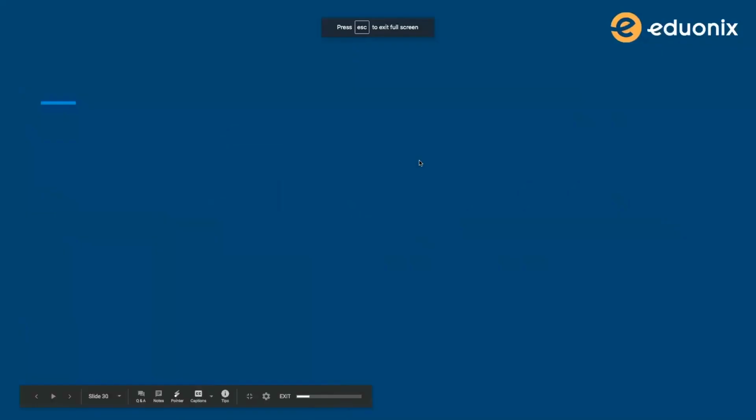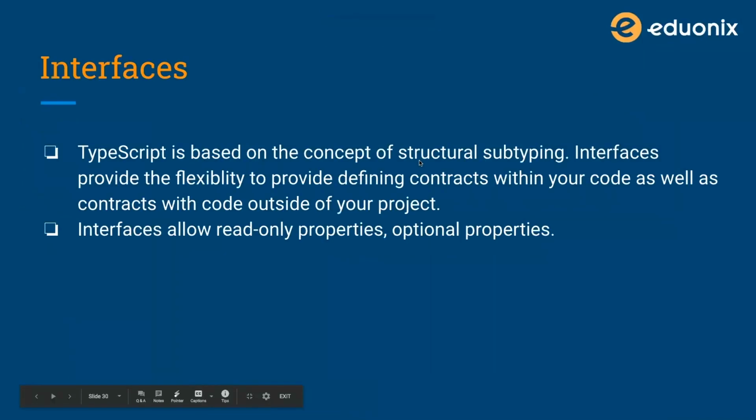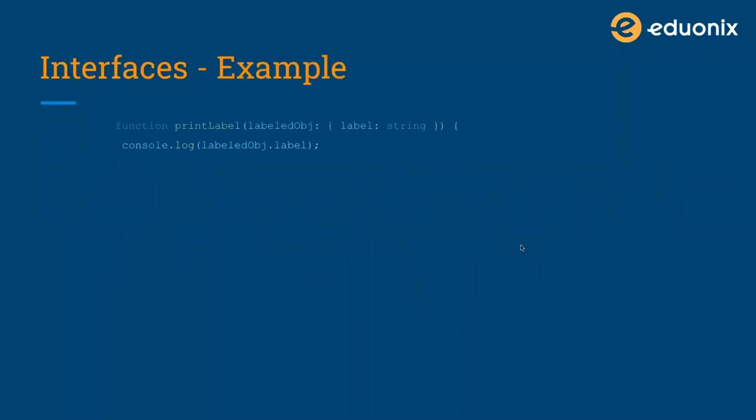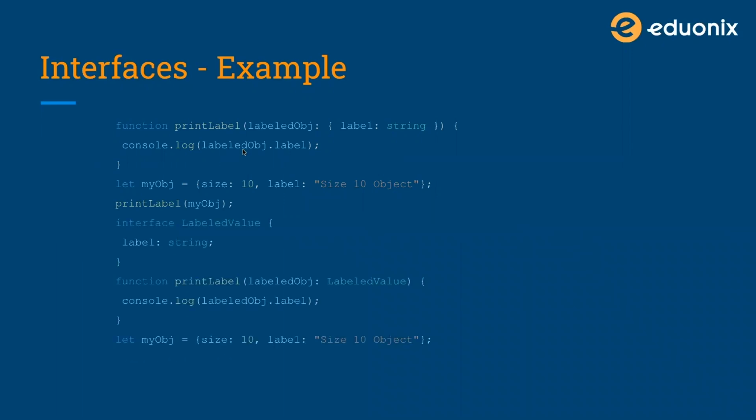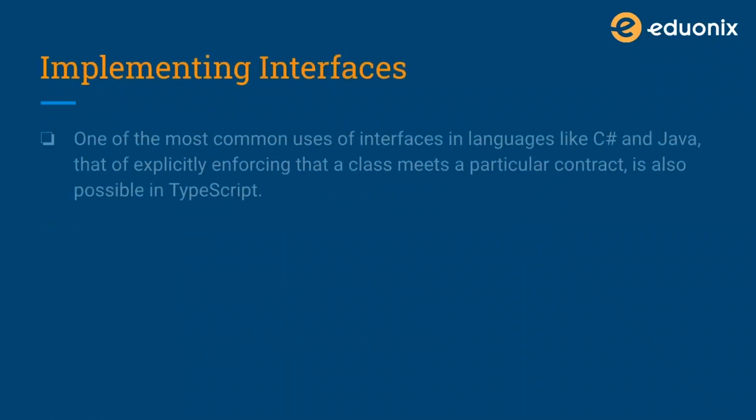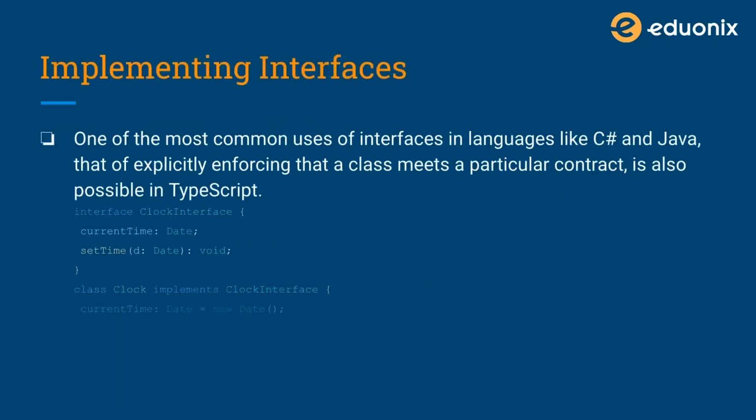Okay, so interfaces we have discussed. So structural typing and flexibility of code. Interfaces also have read-only properties and optional properties. So this is an example of an interface, and I think we already did this example, right? So we don't need to worry about it. If you want to implement an interface, like this is an example. So this is an interface, and you want to give it in a class. So a class can either extend a class, or it can implement an interface. Correct, guys? That is another example.